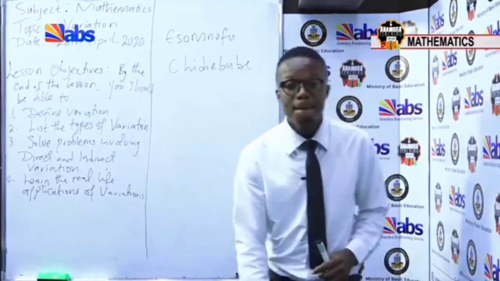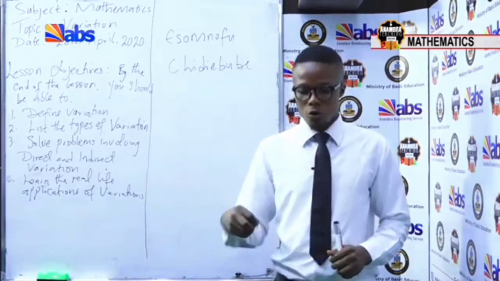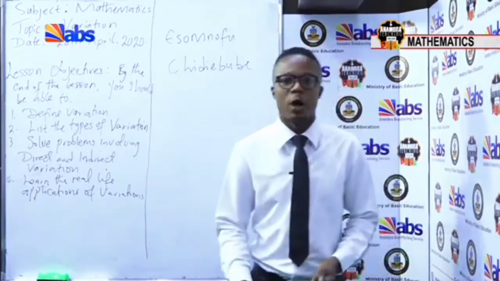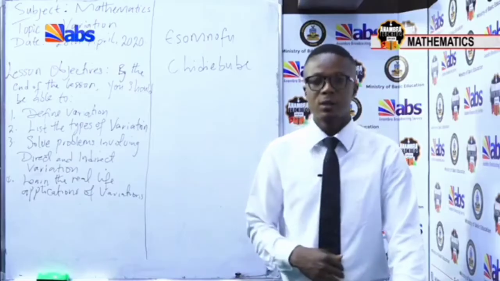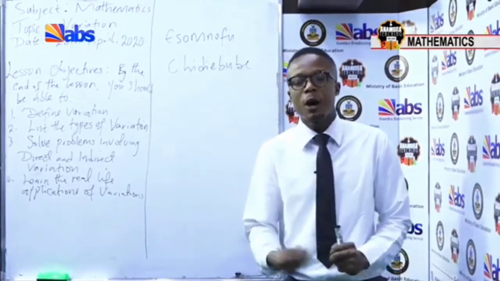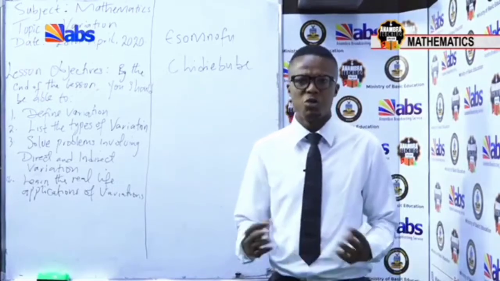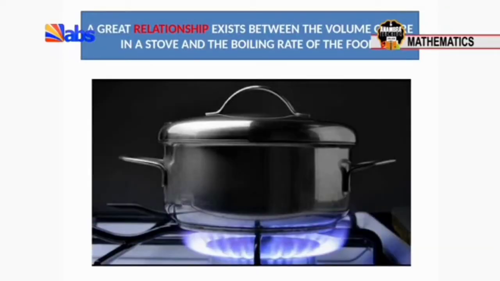Go to your gas cooker or your stove, try to boil water. You observe that when the water begins to boil, the higher the volume of fire in your stove, the greater the rate at which the water boils. Also, when you try to reduce the volume of fire in the stove, the boiling rate of the water will also reduce. You can now see that there is a great relationship that exists between the rate of boiling of the water and the volume of fire in the stove.